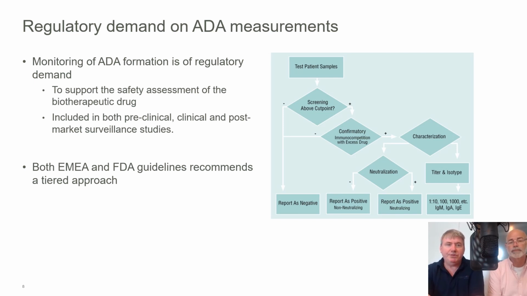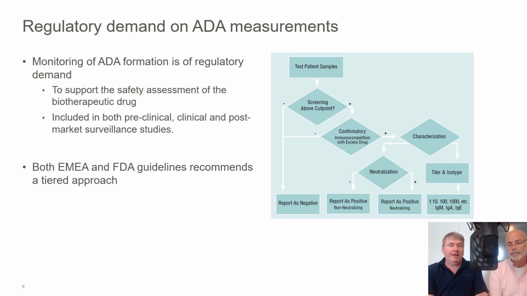Yeah, that's good. So following on from the white papers and the regulatory guidance, pretty much everybody is following this tiered approach, particularly for clinical study, where you develop and validate a screening assay and a confirmatory assay. You have a screening tier. If it's positive, then you confirm, normally by adding additional drug, and then you go for further characterization depending on the stage, things like a neutralizing assay.